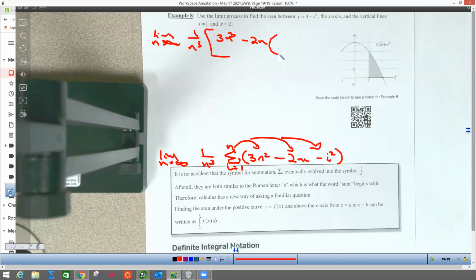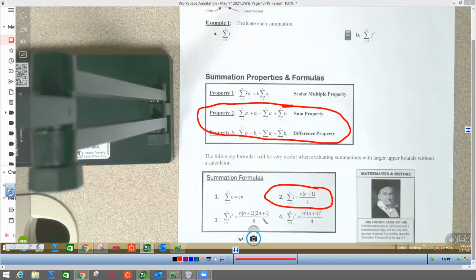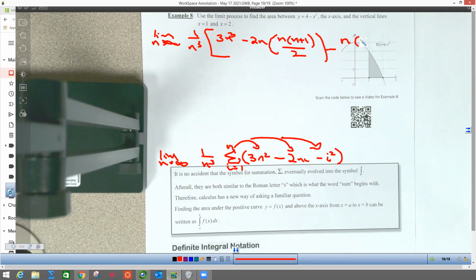So then I got this negative 2n times n plus 1 over 2. And then I got minus I squared. Well, I'm doing a summation of this. So that minus is that minus, and there's 1 for I squared also, which I guess I'll go back and show you. You're supposed to have these memorized, but I know you don't. That's this thing. So I got to put this whole thing in for that. So when I do that, I'm going to get n times n plus 1 times 2n plus 1 all over 6.